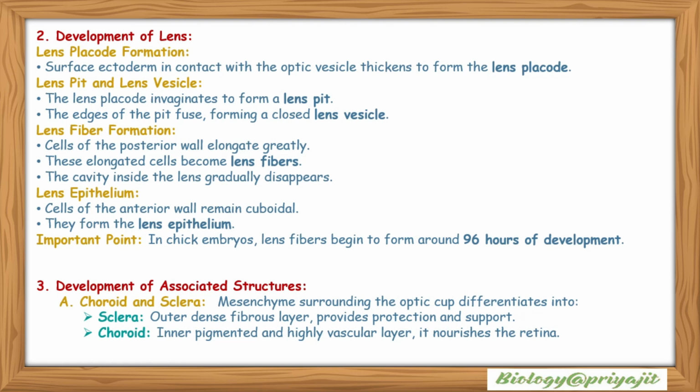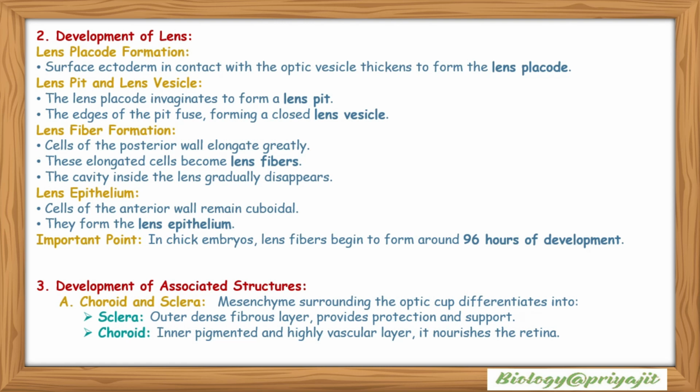The cavity inside the lens gradually disappears. Lens epithelium: cells of the anterior wall remain cuboidal. They form the lens epithelium. An important point is, in chick embryo, lens fibers begin to form around 96 hours of development. Now we'll go for the development of the associated structures.